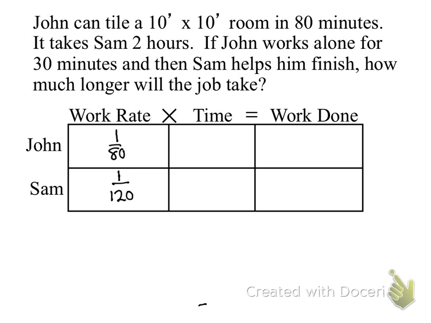Now, is it easier to convert? I think it's easier to work with it in minutes as opposed to converting the 80 minutes to hours, because that would be a decimal, right? And then time. How much is their time together? We don't know. Let's call it X. Multiply across. Oh, wait. Sorry. I'm not reading the problem.